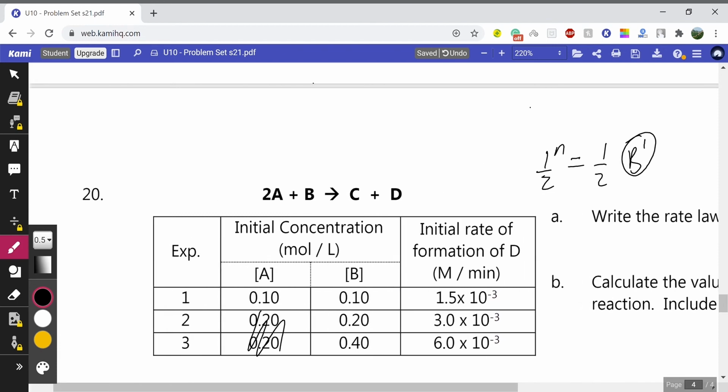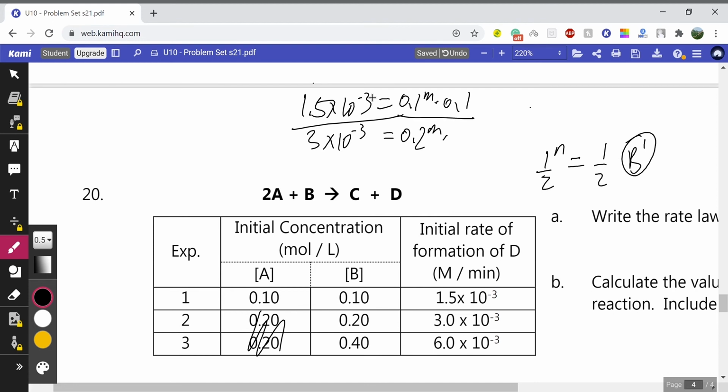Now let's find M. This time we're going to choose something different, like experiment 1 over experiment 2. 1.5 times 10 to the negative 3 divided by 3 times 10 to the negative 3 is equal to 0.1 to the nth power times 0.1, as we found B is to the first power already, divided by 0.2 to the nth power times 0.2 to the first power, as we found B already. So 1/2 is equal to 1/2 to the nth power times 1/2. 1/2 divided by 1/2 is 1. So 1 is equal to 1/2 to the nth power. Anything to the zeroth power is 1, so M is equal to 0.